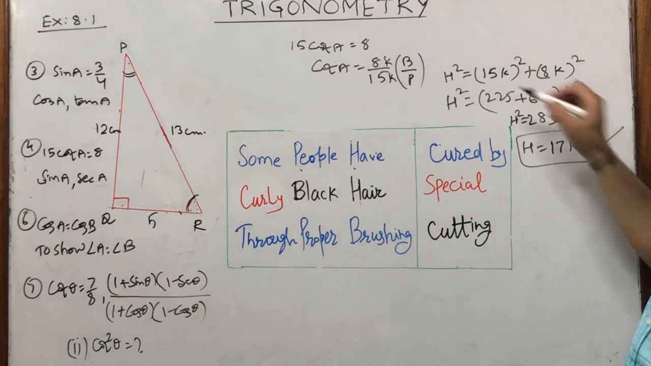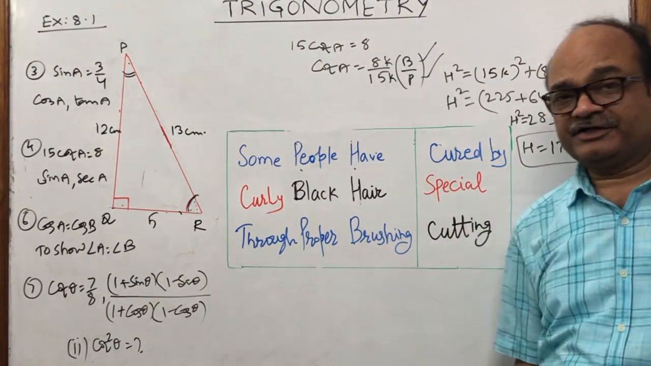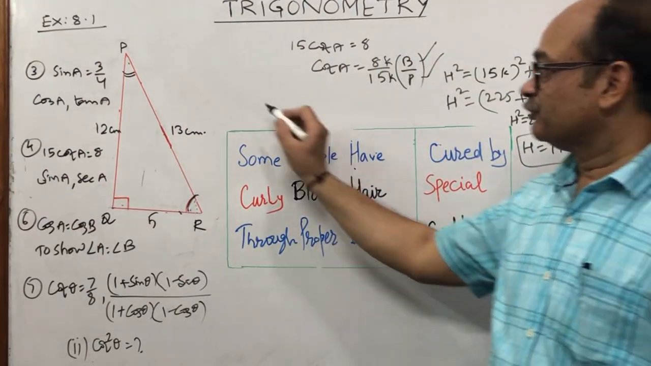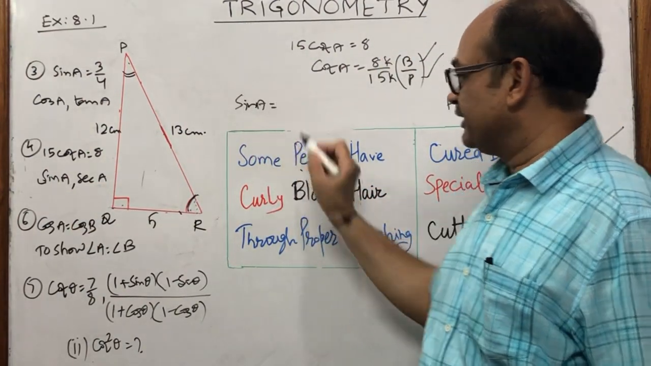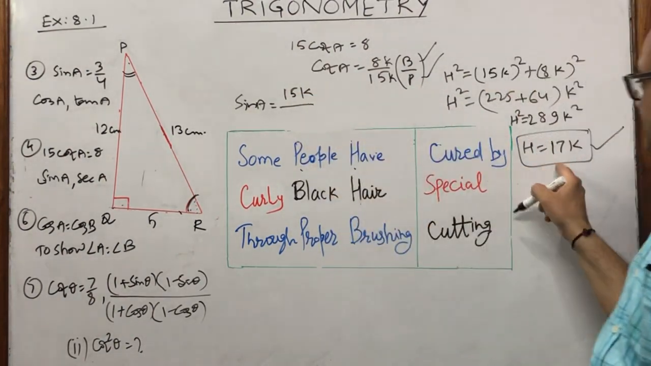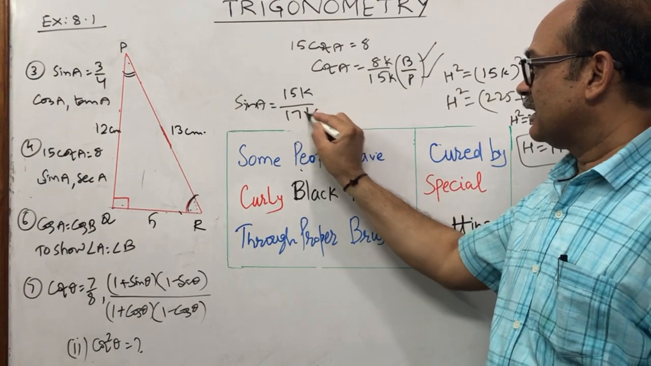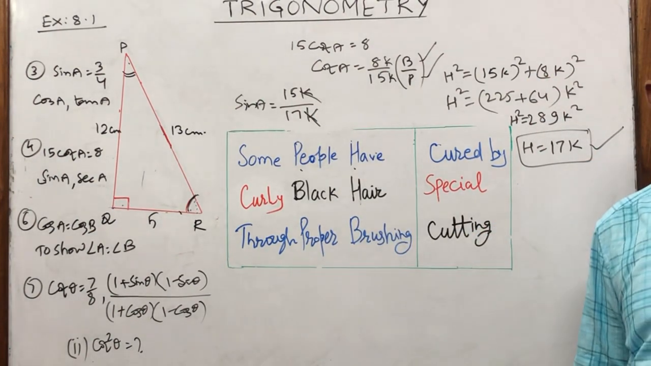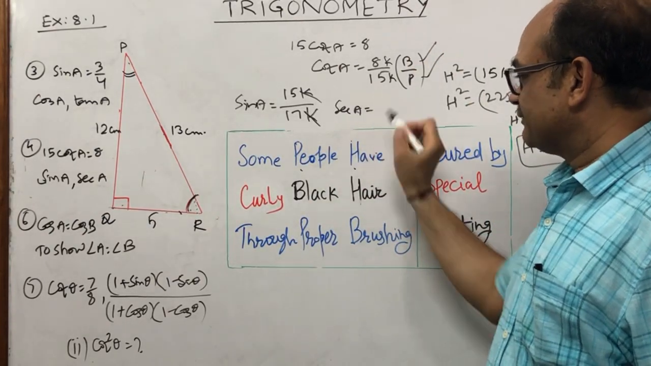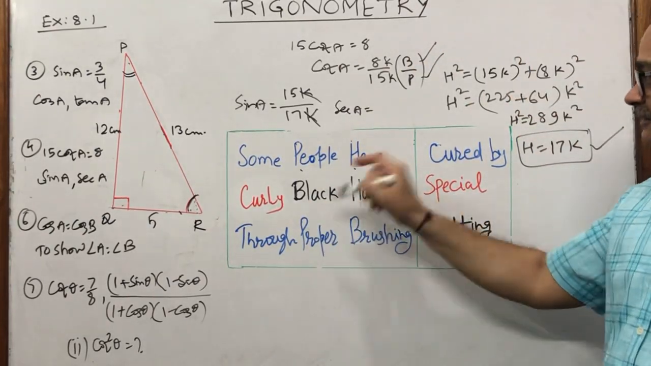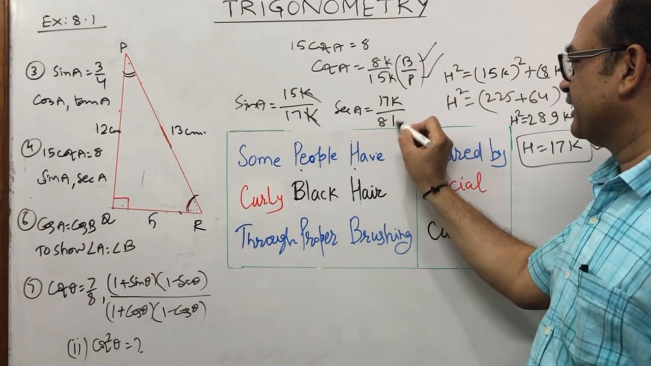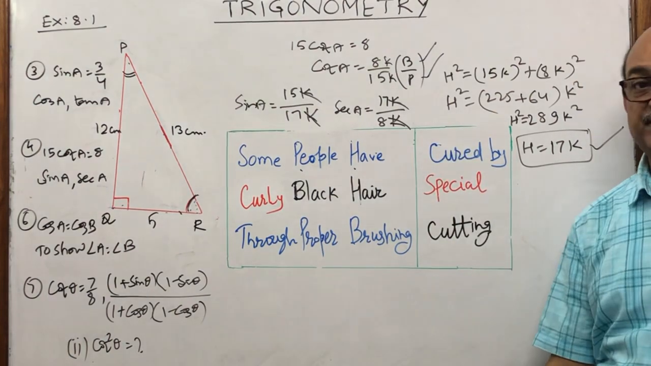Now when you know h, you know b, you know p, we can calculate each and every ratio. So what is required? Only sin A and sec A. Now you know sin A means p by h. What is p? 15. What is h calculated? 17. Answer is 15 by 17. Easy? Next is sec A. Sec means h by b. H means 17k and b means 8k. So the answer is 17 by 8.